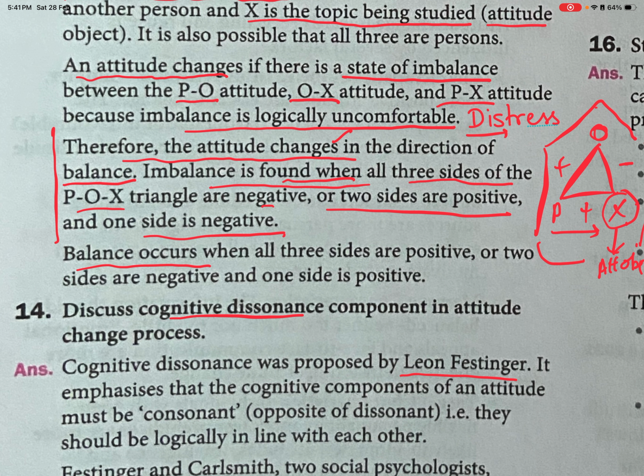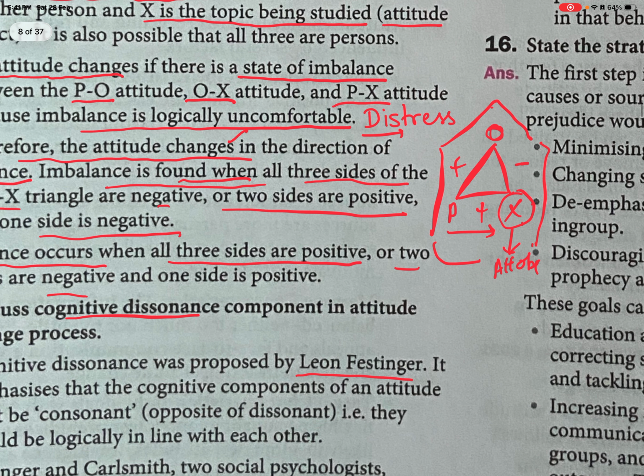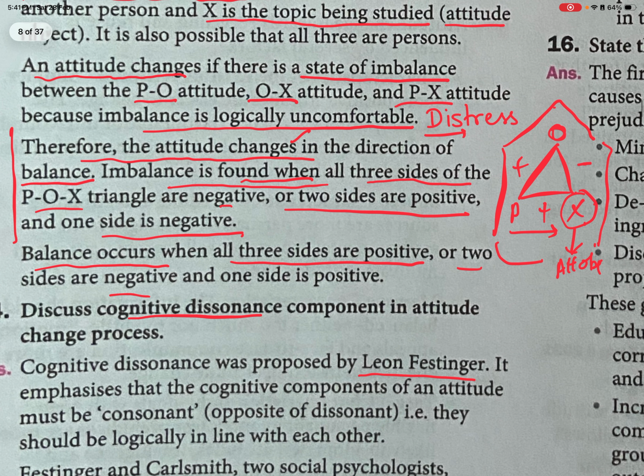Now the balance occurs when all three sides are positive or two sides are negative. So either all three sides are positive, or two sides are negative and one is positive.